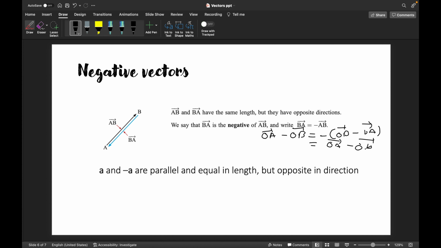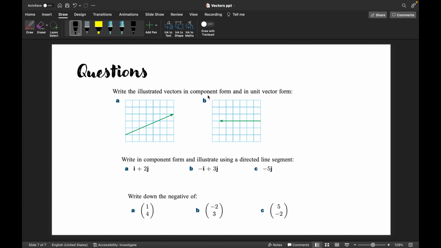These two are the same, right? And hence, this is in fact true. And A and minus A are parallel and equal in length, but opposite in direction. That's what a negative vector is. They're the same magnitude, same length, but opposite direction. I'm hoping that these concepts are clear. And now it's time to move on to the questions.